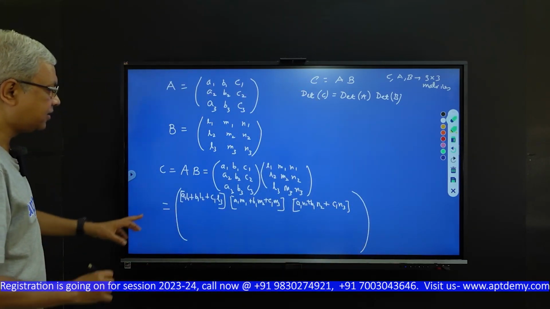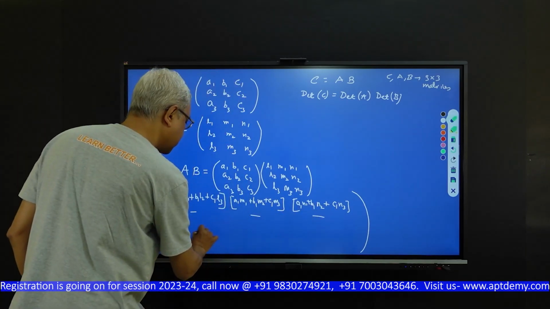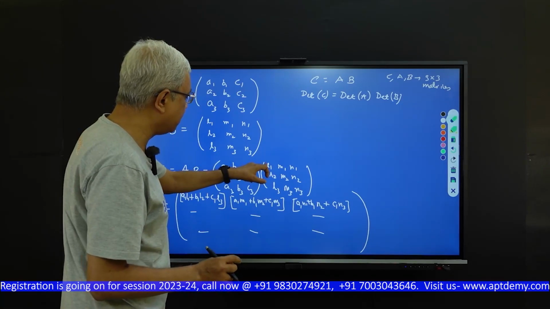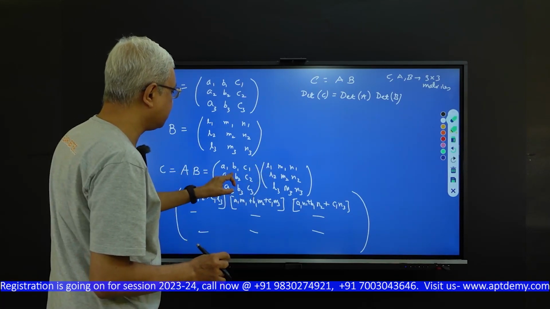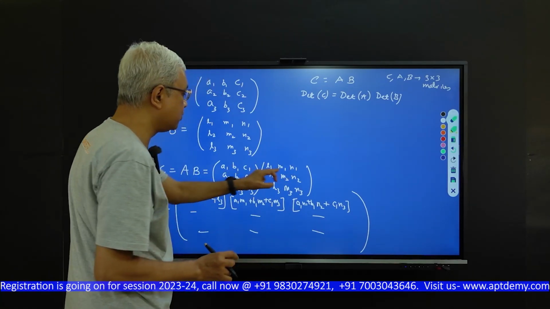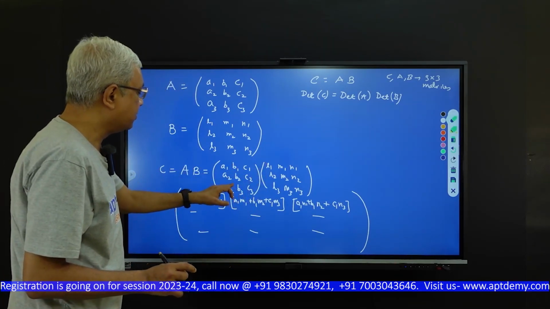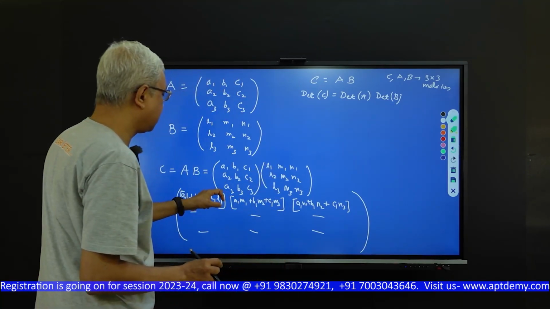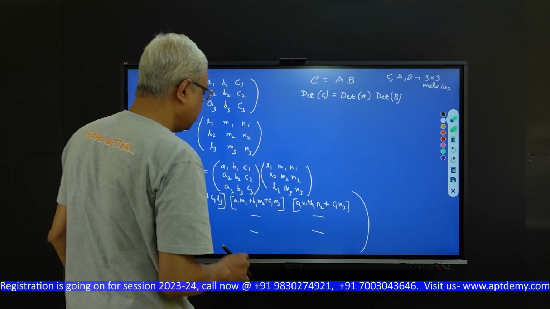And in a similar manner, the matrix elements can be calculated. That means second row, first column will be A2 L1 plus B2 L2 plus C2 L3. Second row, second column will be A2 M1 plus B2 M2 plus C2 M3. And second row, third column will be A2 N1 plus B2 N2 plus C2 N3. Third row, first column is A3 L1 plus B3 L2 plus C3 L3. Third row, second column, A3 M1 plus B3 M2 plus C3 M3. And third row, third column will be how much?